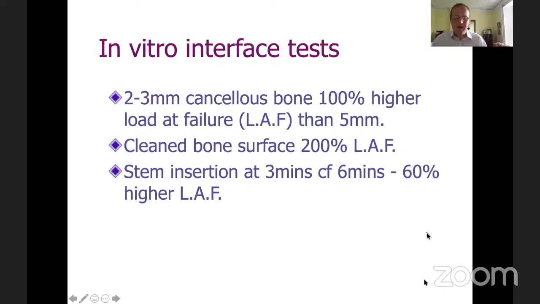And when they had all their various modifications of the parameters of optimizing their fixation, they showed that 2 to 3 millimeters was 100% stronger load at failure than a bigger amount of cancellous bone left at 5 mils. If you clean the surface, significantly better. If you put your cement in and your stem in at the right stage, when the bone cement still has a low enough viscosity to pass out, better than if you're leaving it later on.